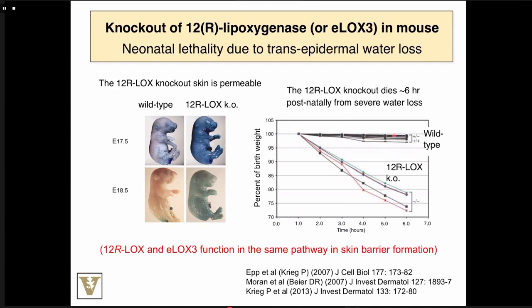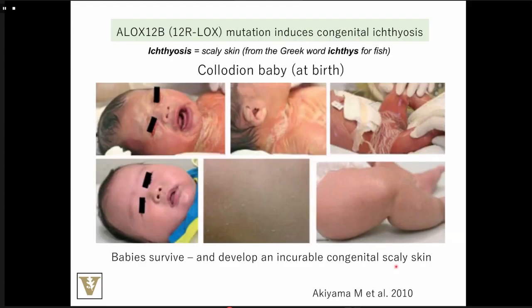After birth, and this is in hours here, up to 6 or 7 hours, the wild type pups maintain their weight because they can keep the water in. But the 12-hour lipoxygenase knockouts, ELOX3 knockouts as well, the SDR knockouts also, lose weight over a few hours because they're losing water, and they die of dehydration within hours of birth. This has been particularly studied by Peter Krieg and his colleagues in Heidelberg, and they showed this for both 12-hour LOX and for the ELOX3.